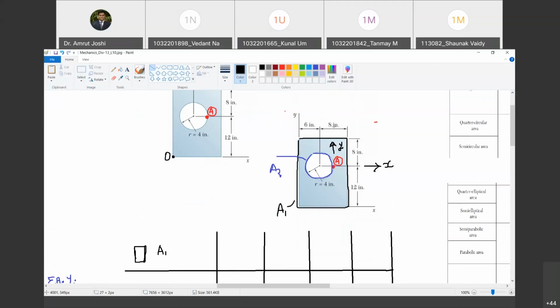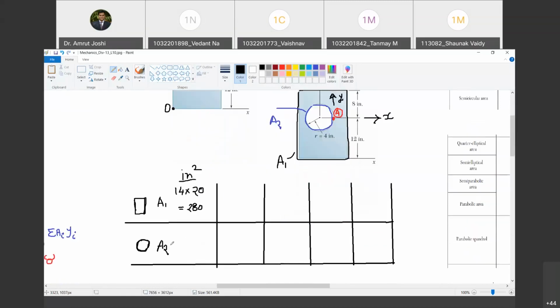So how much is A1? 8 plus 6, 14. 14 into 18 inch. So that turns out to be 280. No, how can it turn out to be 280? It should be 20. I'm sorry, 14 into 20. So it turns out to be 280. And this is in inch square.